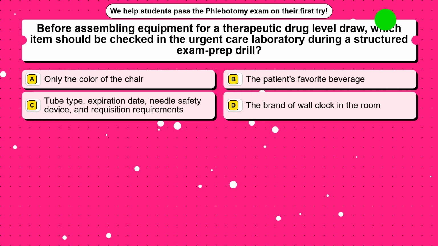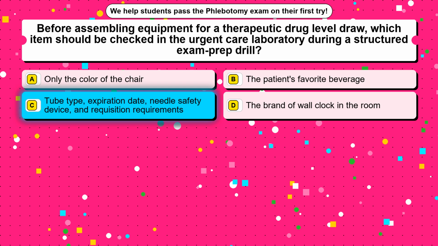Question 57. Before assembling equipment for a therapeutic drug level draw, which item should be checked in the urgent care laboratory during a structured exam prep drill? Option A. Only the color of the chair. Option B. The patient's favorite beverage. Option C. Tube type, expiration date, needle safety device, and requisition requirements. Option D. The brand of wall clock in the room.